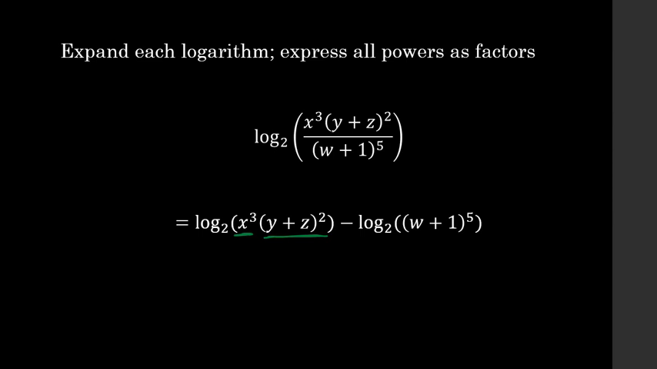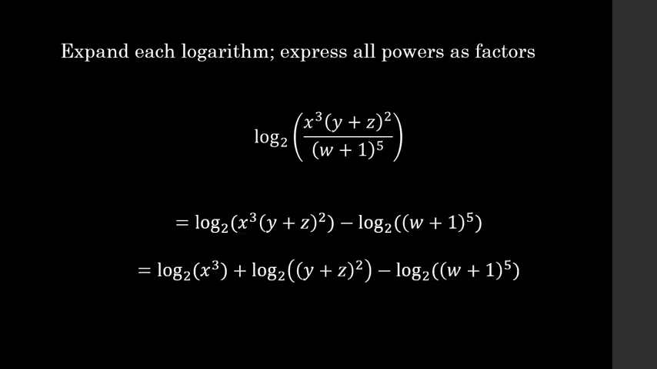But this right here will equal log base 2 of x cubed plus log base 2 of y plus z, that quantity squared. The log of the product of these two things is equal to the sum of the logs of each piece separately. So that's the only product that we had to work with here. Product property is now done.